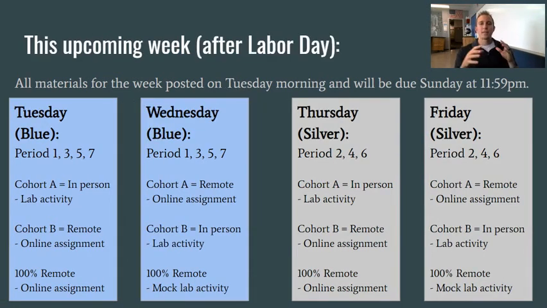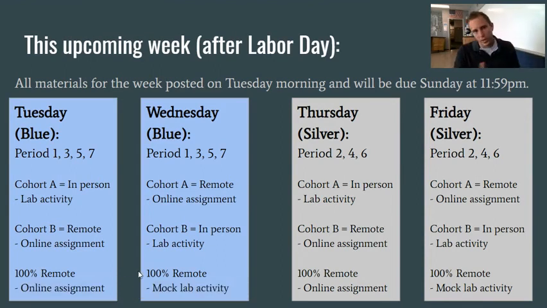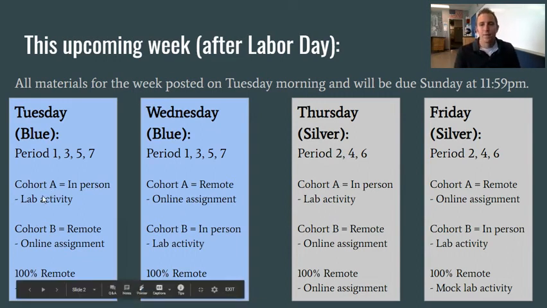Now, keep in mind that I know we're talking about this typical week. Next week is not going to be a typical week since we have Labor Day off. So we're going to be starting with a Tuesday. So essentially the schedule is the exact same, except we're just losing that asynchronous Friday where you would go to all of your classes. So Tuesday, cohort A for a blue day is going to be in person. Cohort B is going to be online. Remote students, obviously, you're at home.